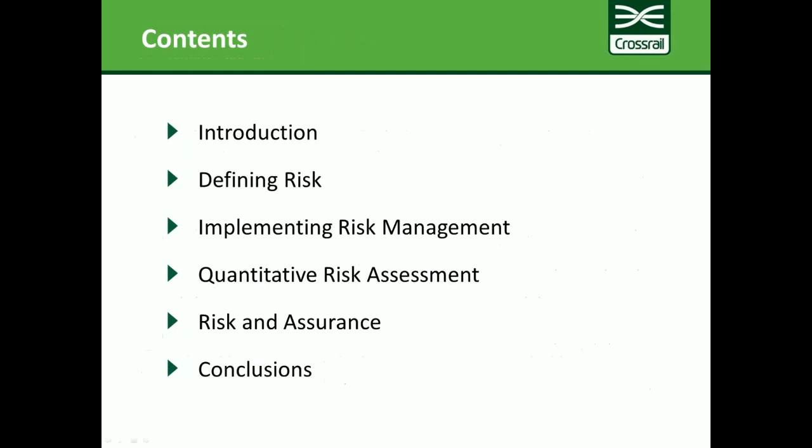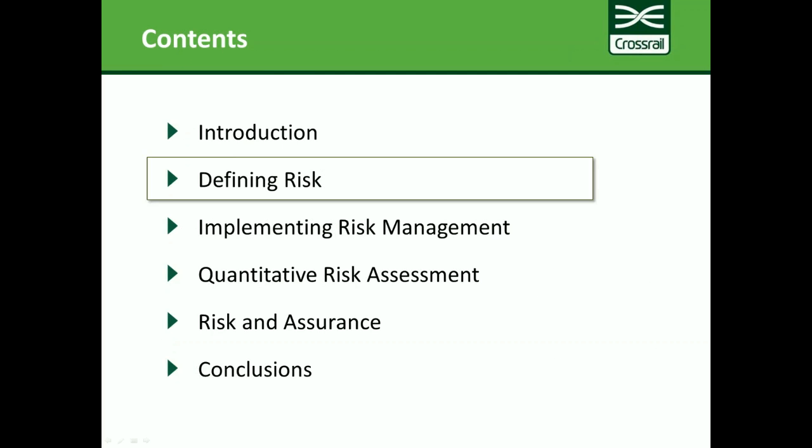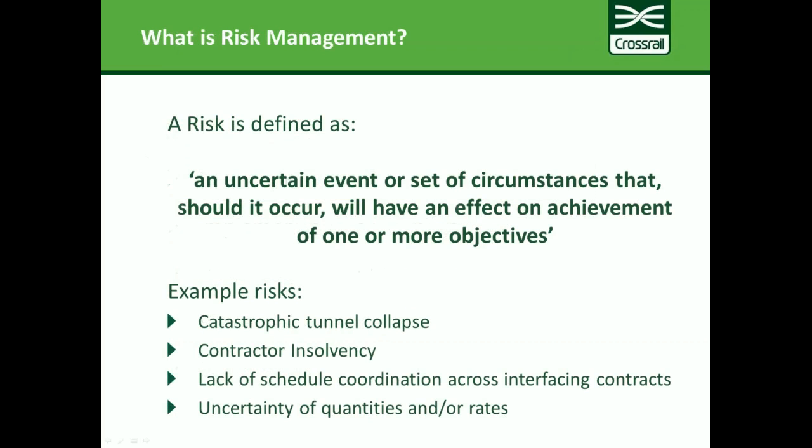So just going back to the contents, we talk a little bit about defining risk. I think it's quite useful just to understand what it is that we're talking about here. We use a project risk definition. Risk is defined as an uncertain event or set of circumstances that could affect one or more of our objectives.